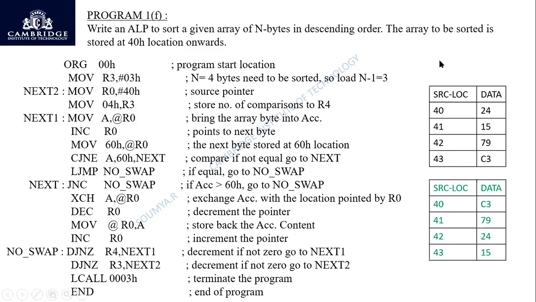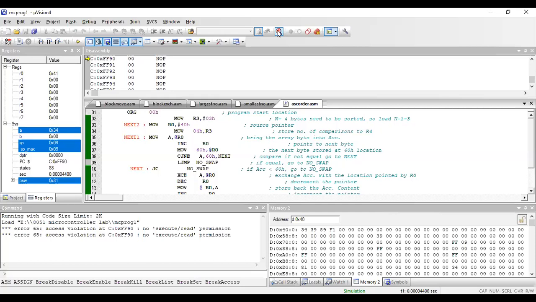I'll go to my Keil once again and open the editor window. Once I open the editor window, I'll have to type in the program for sorting the array in descending order. In order to sort, you need to note the changes. The changes are with one instruction. You should note that we have changed that particular instruction.